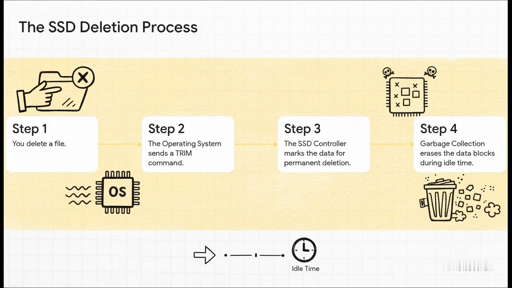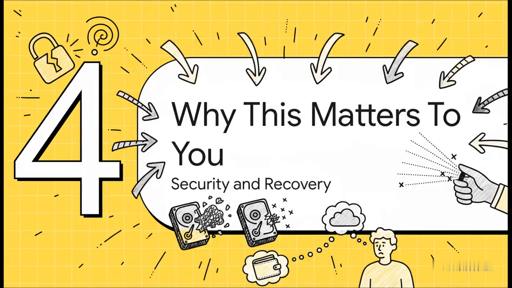So, putting it all together, the whole sequence goes like this. You hit delete, the OS sends the trim command. The controller marks those data blocks for death, basically. And then, when it has a free moment, the garbage collection process comes along and wipes them clean for good. It's not just forgetting where the file is, it is an active, deliberate system for destroying that data to keep the drive running fast.